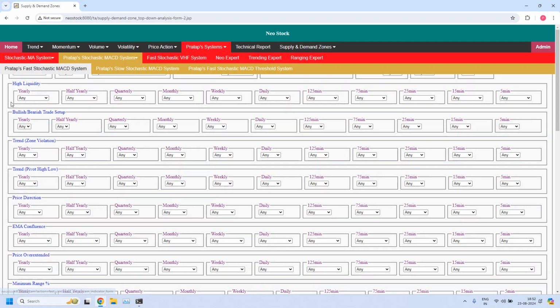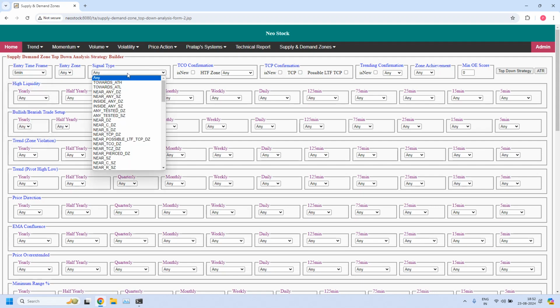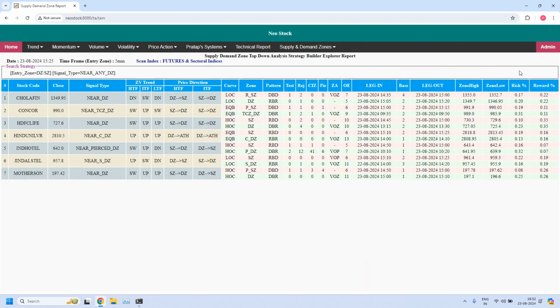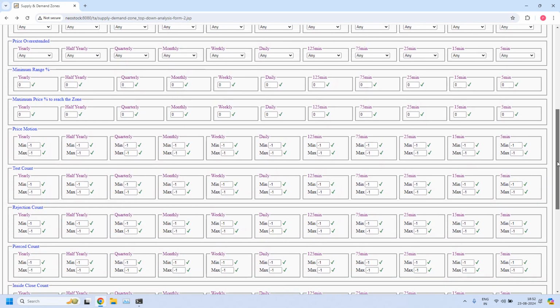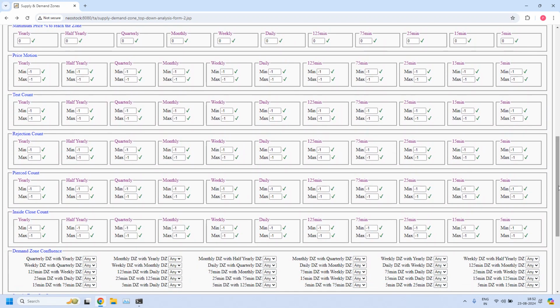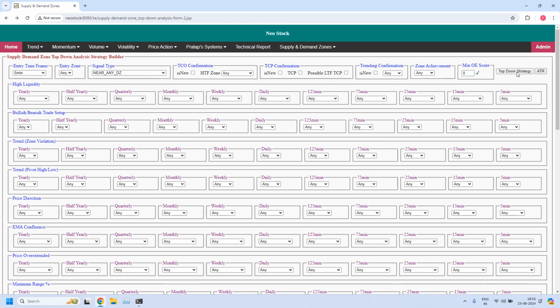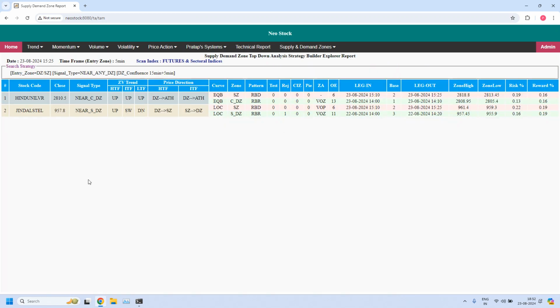The next report, 5 minutes time frame, changing the time frame to 5 minutes. Let us find the stocks near 5 minutes demand zone. 7 stocks are filtered. Let's verify 15 minutes demand zone confluence: 5 minutes and 15 minutes demand zone confluence, that is LTF and ITF confluence. So this is enabled. Let's filter. So 2 stocks are filtered and both the zones are high liquidity zones, the 5 minutes and 15 minutes.